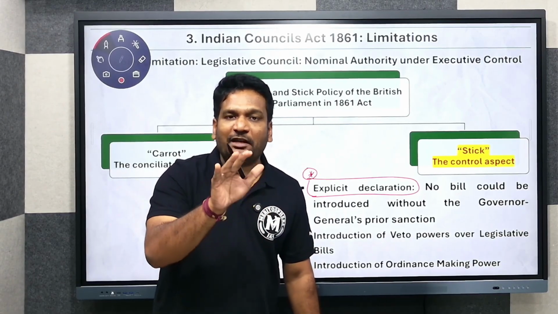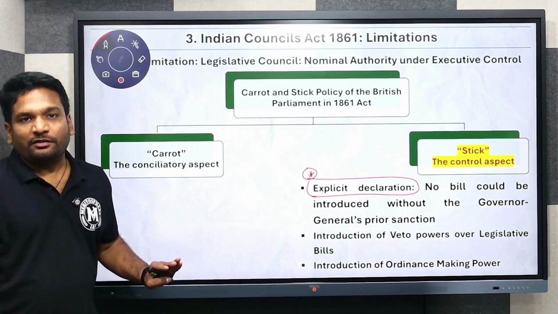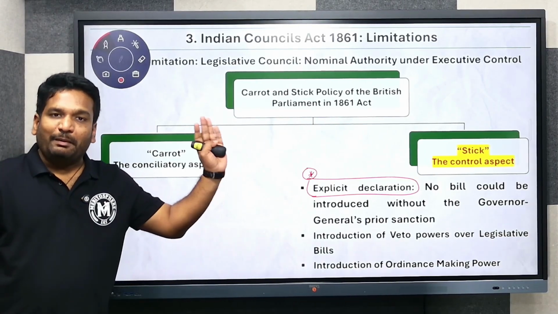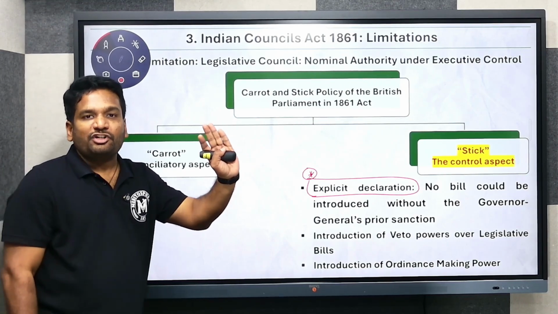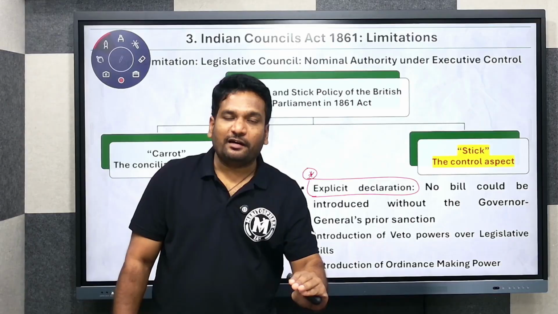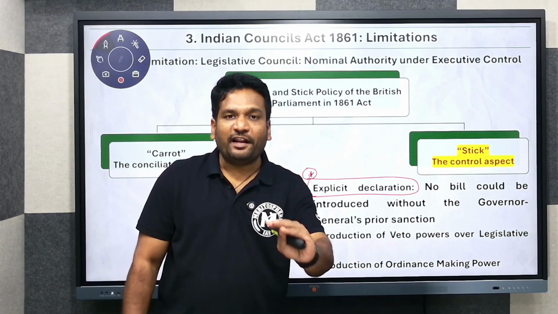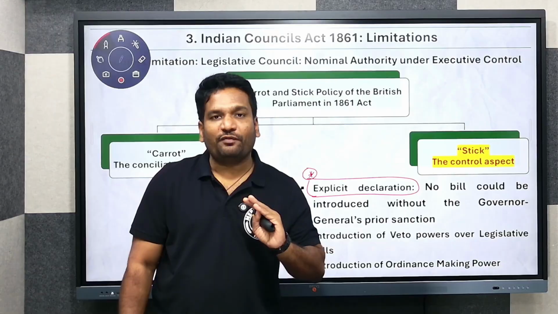There was no explicit mentioning that no bill could be introduced without the Governor General's prior sanction. So at that time, the members were allowed to initiate bills even without the prior sanction from the Governor General of India. On paper, it was there. That means there was no bar, no restrictions on the introduction of bills. No prior approval was required from the Governor General of India.